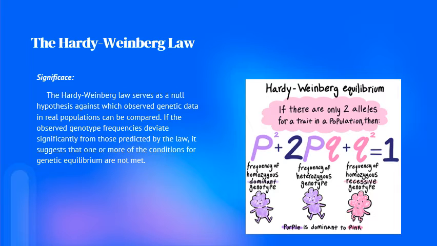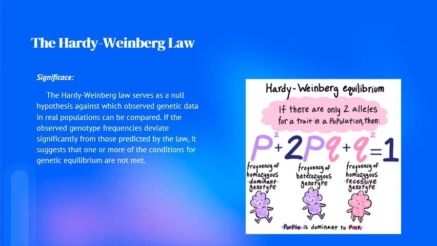So let's talk about some of the key aspects of the Hardy-Weinberg law. The Hardy-Weinberg law serves as a null hypothesis against which observed genetic data in real populations can be compared. If the observed genotype frequencies deviate significantly from those predicted by the law, it suggests that one or more of the conditions for genetic equilibrium are not met. Deviations from Hardy-Weinberg equilibrium can indicate the presence of evolutionary forces such as genetic drift, natural selection, mutation, migration, or non-random mating in a population.